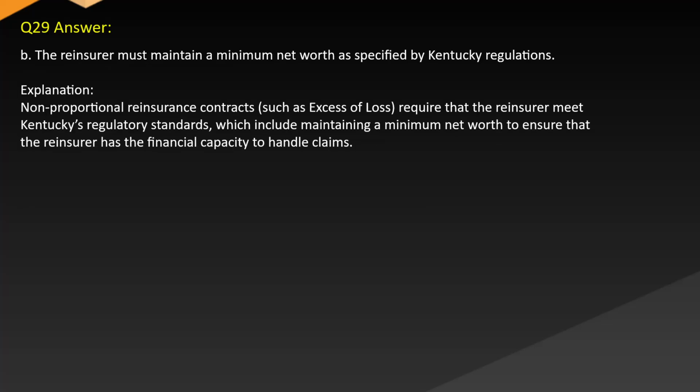Answer: B. The reinsurer must maintain a minimum net worth as specified by Kentucky regulations. Explanation: non-proportional reinsurance contracts, such as excess of loss, require that the reinsurer meet Kentucky's regulatory standards, which include maintaining minimum net worth to ensure that the reinsurer has the financial capacity to handle claims.